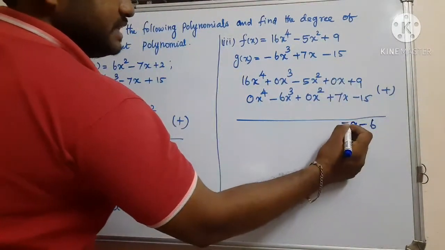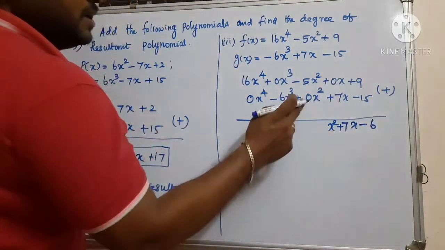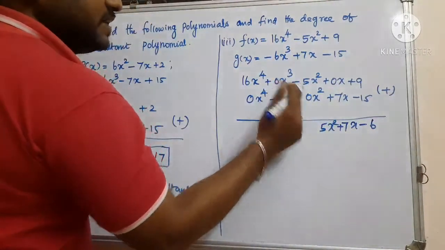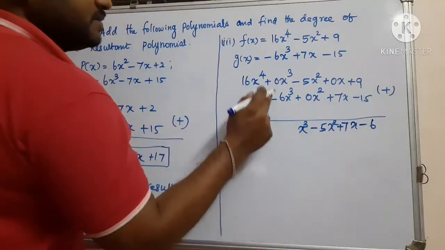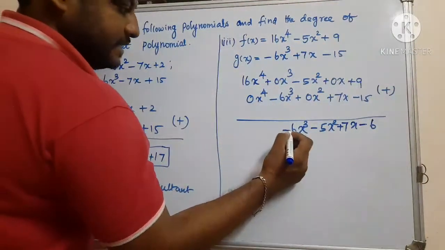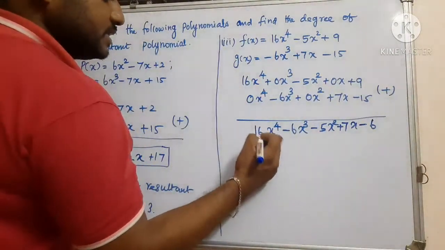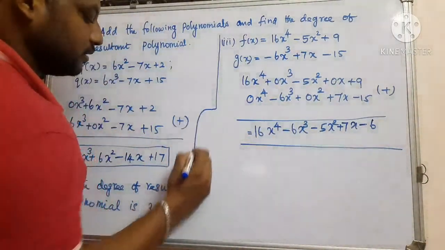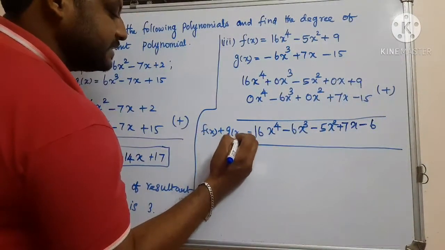7 plus 0, 7. x square is a common variable. So 5 plus 0, 5, and the biggest number's symbol is minus. x cube is a common variable. Minus 6 plus 0 is 6, and the biggest number's symbol is minus. So x power 4 is a common variable. 16 plus 0 is 16. So now this is what the value of f of x plus g of x is.